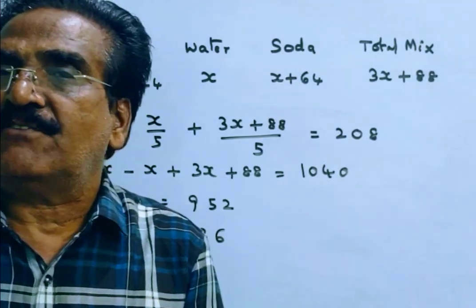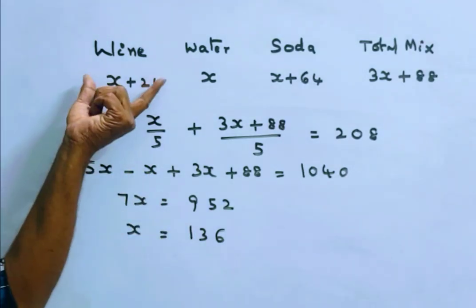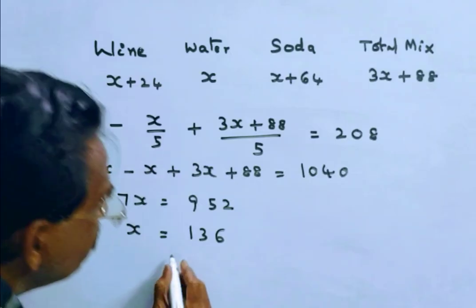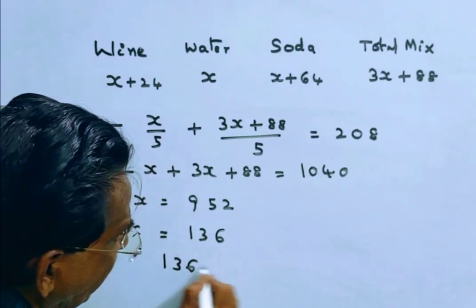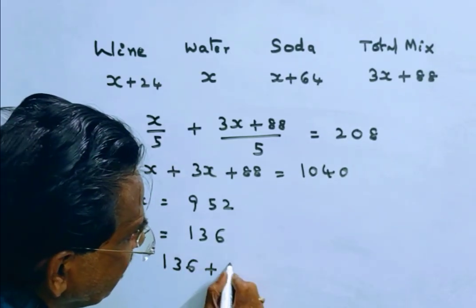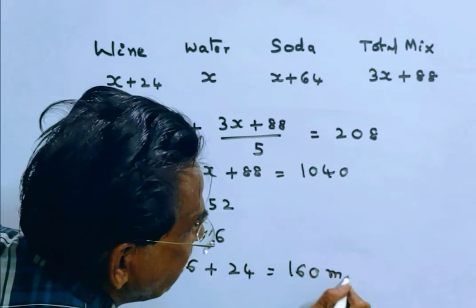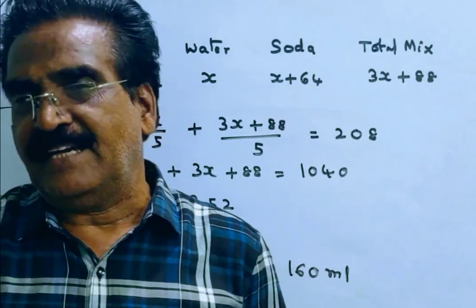Friends, we want the initial quantity of wine in the mixture. What is the initial quantity of wine in the mixture? x plus 24. So the initial quantity of wine is 136 plus 24, that is equal to 160 ml. Friends, 160 ml. Thank you.